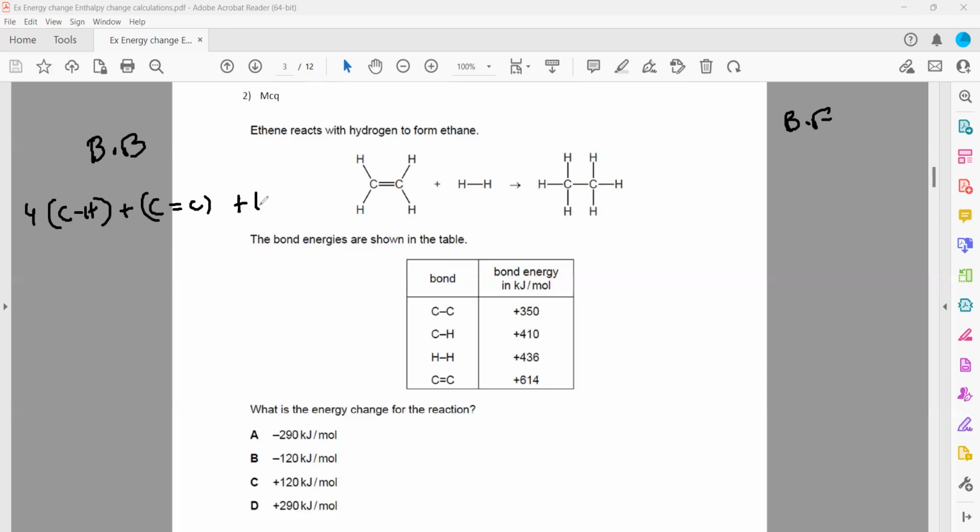And then we have hydrogen-hydrogen. We substitute the values. So 4 into C-H. C-H is how much? 410.